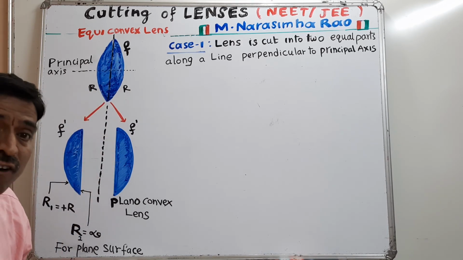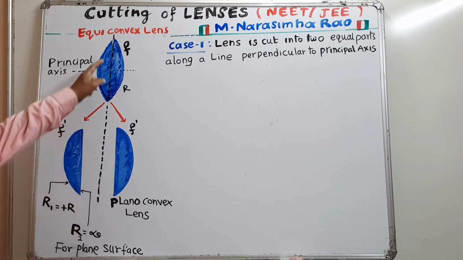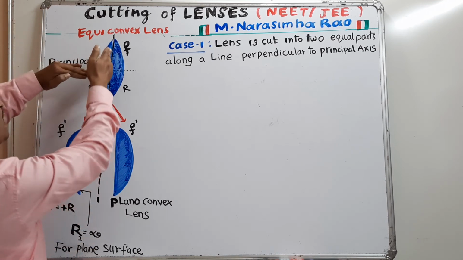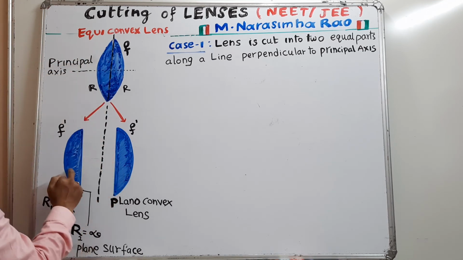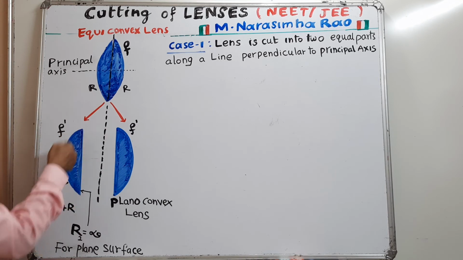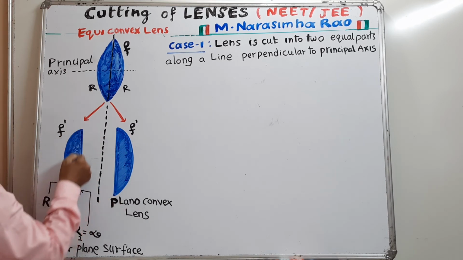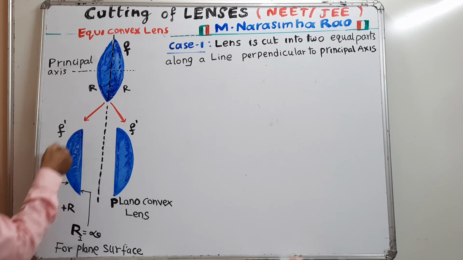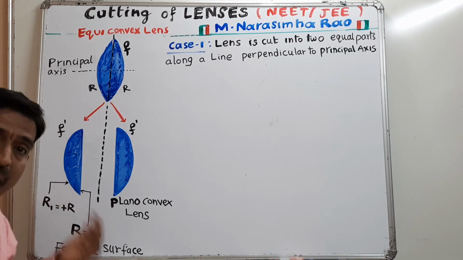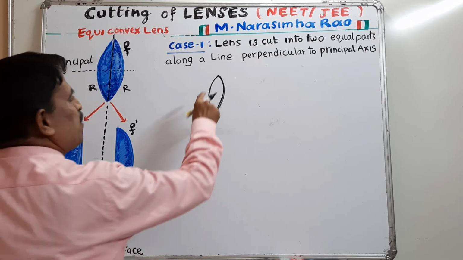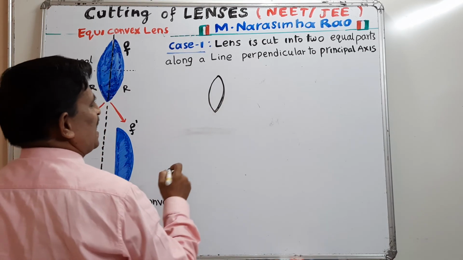First, I will find the focal length of this double convex lens. After that, after cutting the lens, we get two pieces of plano-convex lenses. Next, I am finding the focal length of the plano-convex lens. What happens to its focal length after cutting? I am talking about the equiconvex lens.